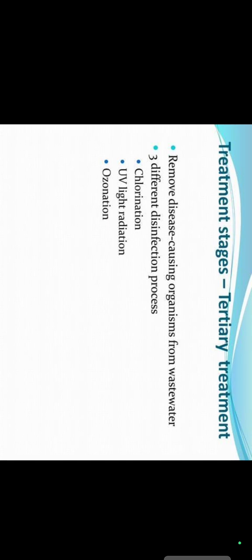So the second one is UV light radiation, that is ultraviolet radiation. UV rays are produced by passing electric current through a mercury vapor lamp. This is particularly useful for sterilizing water in swimming pools.